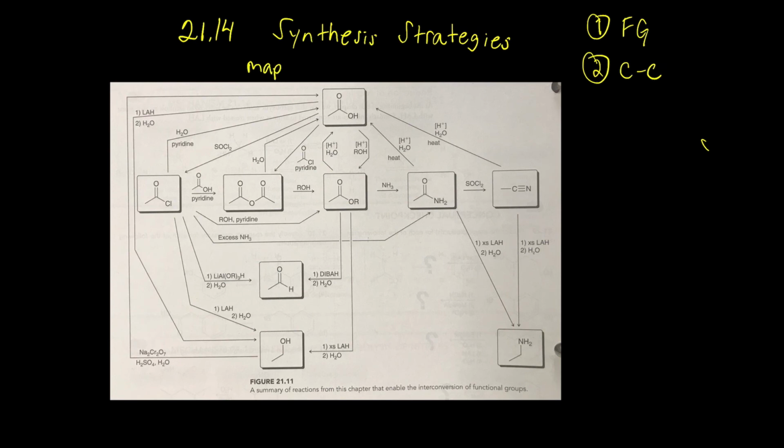So, look at the boxes here. These kind of represent airports, and there's many different ways to get into them. How do you make a nitrile? This can come from an alkyl halide as well, right? So, this map is not complete, but you could add to it.